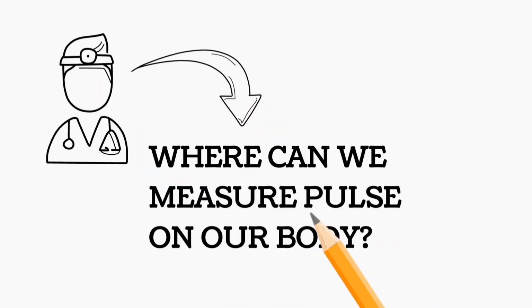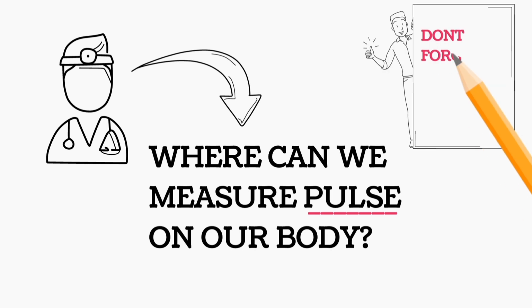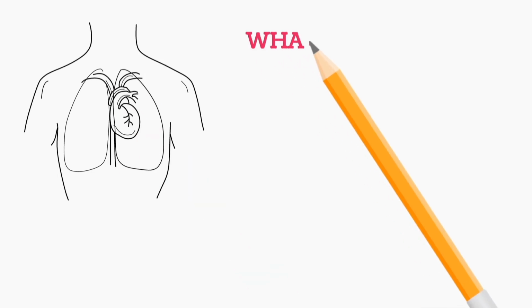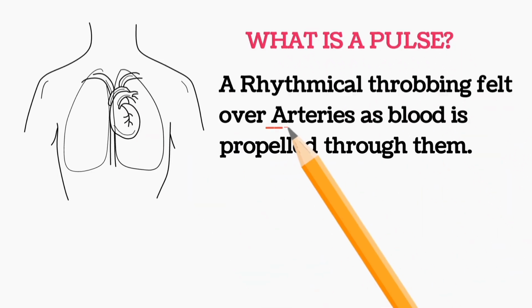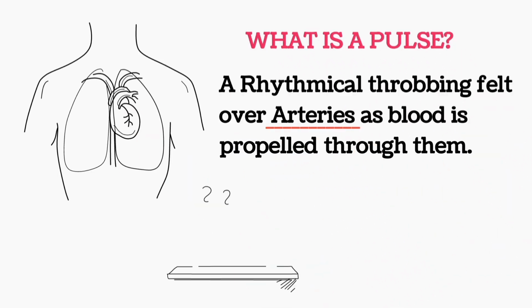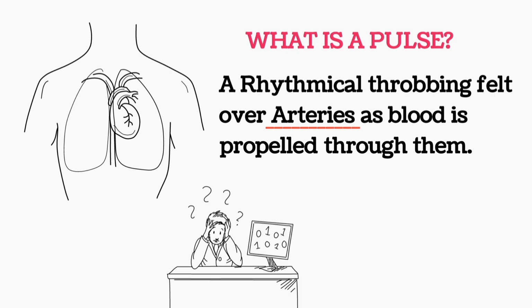Okay, so today we'll discuss where we can measure or feel the pulses in our body. Before going into the details of the sites where we can feel these pulsations, let us first quickly discuss what a pulse is. It is simply a rhythmical throbbing that is felt over the arteries as blood is propelled through them. Still confused? In simple words, a pulse is just a tapping sensation that is felt over the arteries when we place our fingers over them.